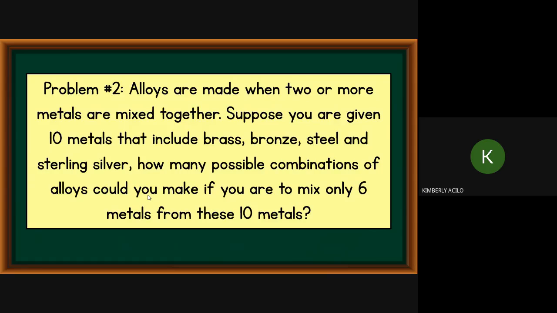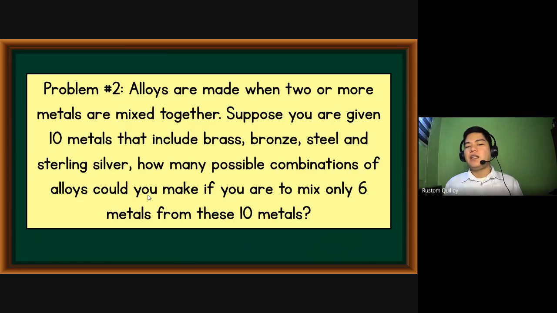Alloys are made when two or more metals are mixed together. Suppose you are given 10 metals that include brass, bronze, steel, and sterling silver. How many possible combinations of alloys could you make if you are to mix only 6 metals from these 10 metals?